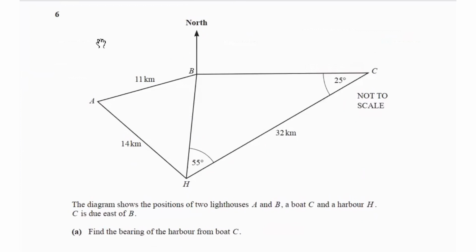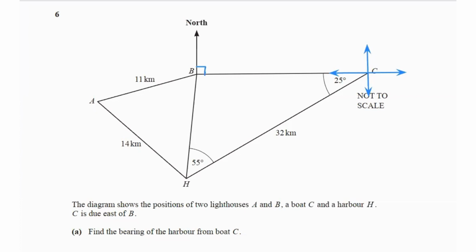Question 6 says the diagram shows the positions of two lighthouses A and B, both seen in a harbor. C is due east of B. So if C is due east of B, let's first make sure that we know that this is a 90-degree angle because it's directly east of B. Next, find the bearing of harbor from both C. So from both C, we have to find the bearing of harbor.